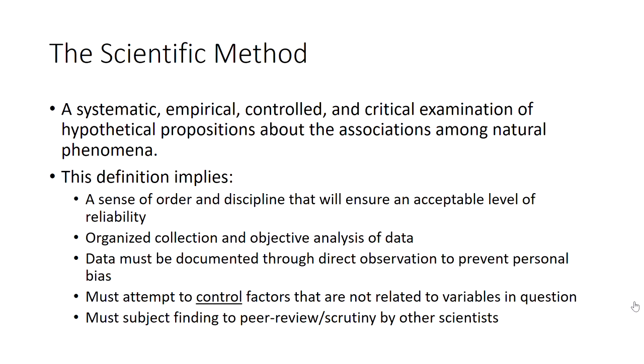And then you must attempt to control factors that are not related to the variables in question. And you need to subject your findings to peer review and scrutiny by other scientists. This is often referred to as rigor and reproducibility, where your data has undergone rigorous analysis, and then it also can be reproduced by your peers.